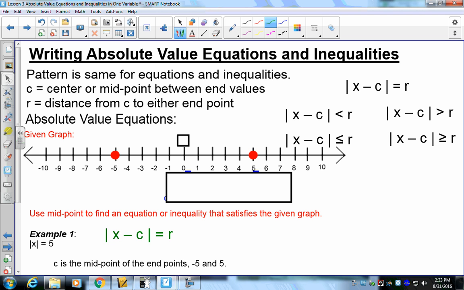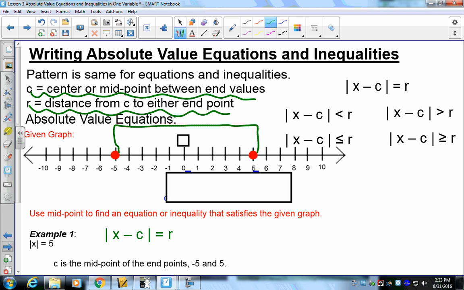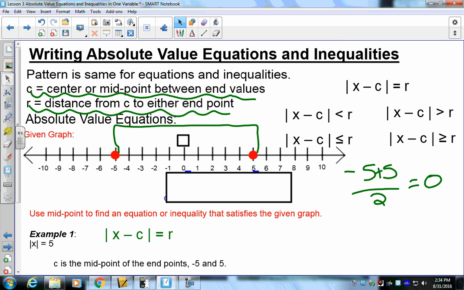We need to find the center, or the midpoint between our two points or end values. And then we also need to find the distance from the center to either endpoint. So taking a look at this graph right here, my endpoints are -5 and 5. To find the midpoint, I can just add my two values together and divide by 2. In this case, I get 0. So my C, or my midpoint, is at 0.